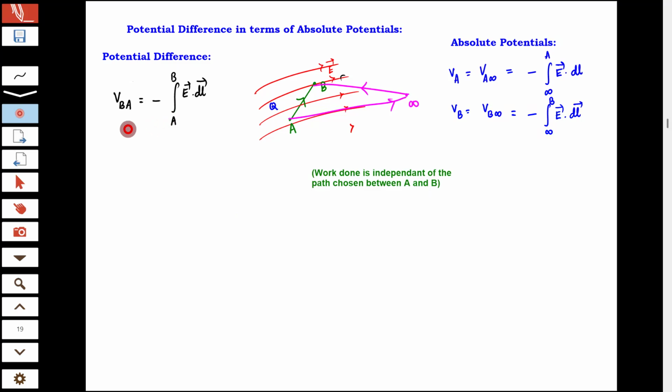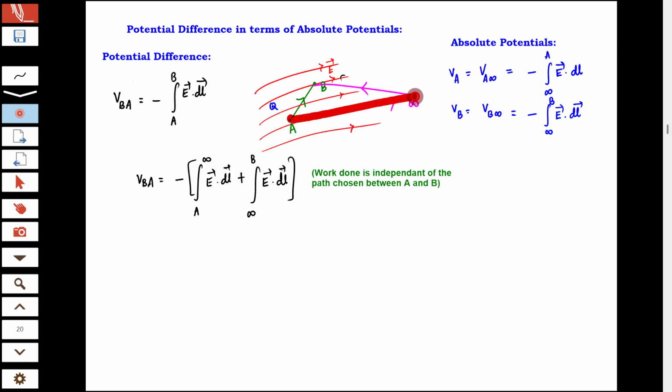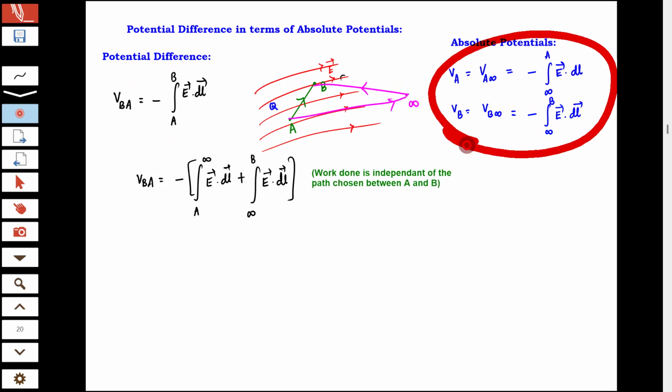So if I try to write VBA, it is actually from point A to point B. This can be segregated into two integrations, one from A to infinity and another from infinity to B. If I write that way, this VBA can be written as minus one integration from A to infinity and addition of another integration from infinity to B. So now we can make use of these general expressions for absolute potential in writing this difference in potential.